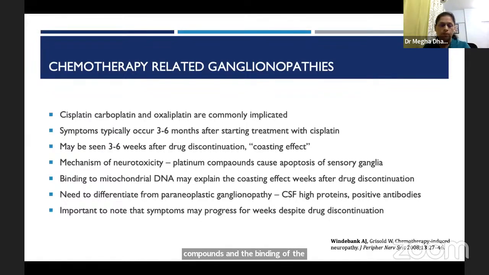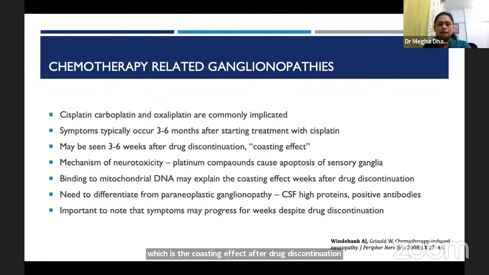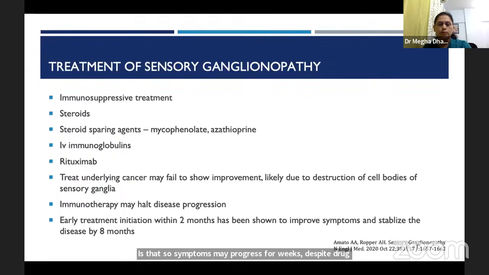Now, it's important to note that these patients may also have a possibility of a paraneoplastic ganglionopathy, right? Because these are patients who have had an underlying cancer, and we need to differentiate, because paraneoplastic syndrome is a treatable neuronopathy. So these patients will have positive antibodies and they will show high CSF proteins. Another important point in chemotherapy-related ganglionopathy is that the symptoms may progress for weeks despite drug discontinuation and may slowly improve, or they may incompletely improve.